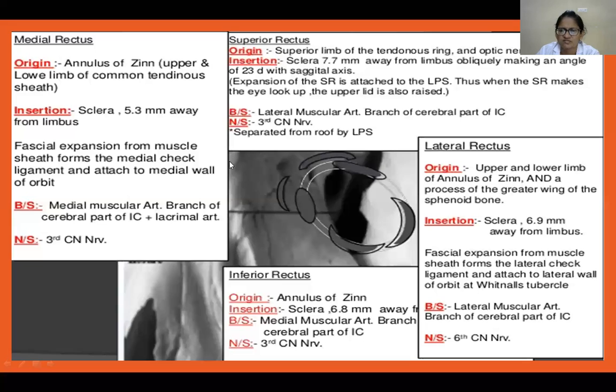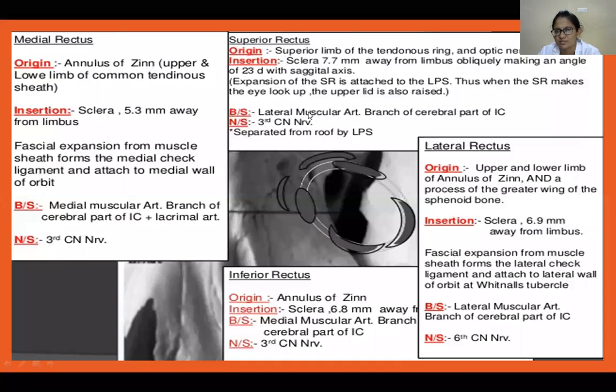Where will all these muscles be inserted? All these muscles are inserted in front of the equator line of the eyeball, behind the sclerocorneal junction. The insertion to the sclera is 7.7 millimeters away from the limbus, obliquely making an angle in a sagittal axis.